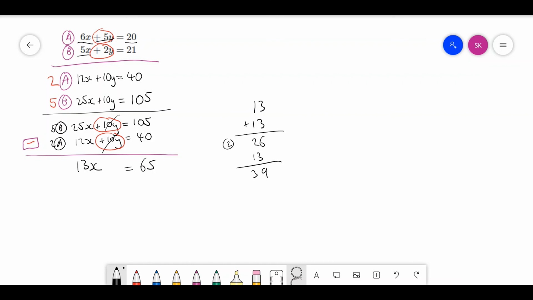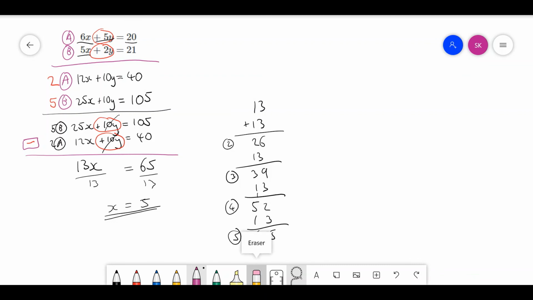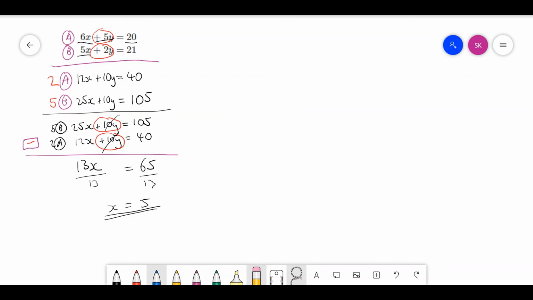So that's 2 lots of 13, 3 lots of 13, 4 lots of 13, 5 lots of 13. And when I divide them both by 13, I get x equals 5. There's a lot of steps to this. Well, no, there's the same number of steps, they're just a bit more complicated each one. So, I've got one solution.